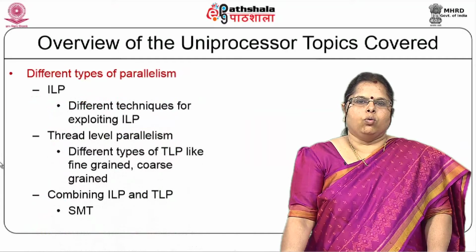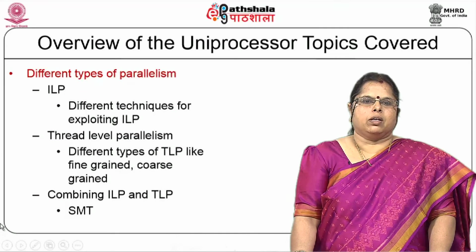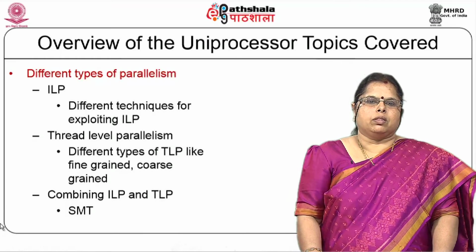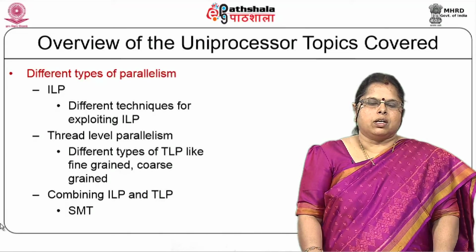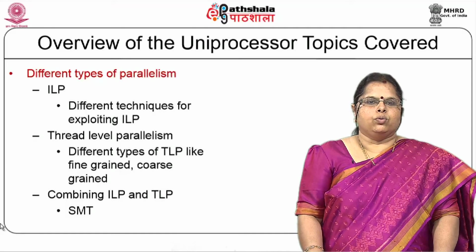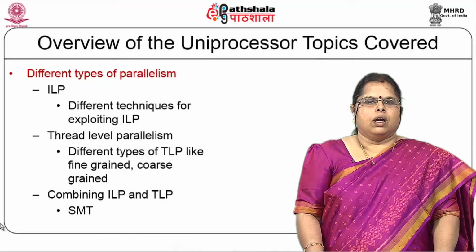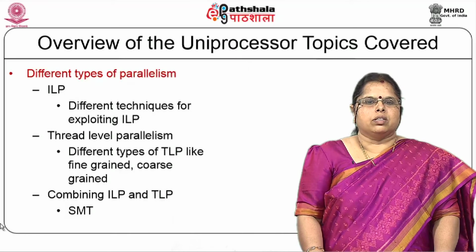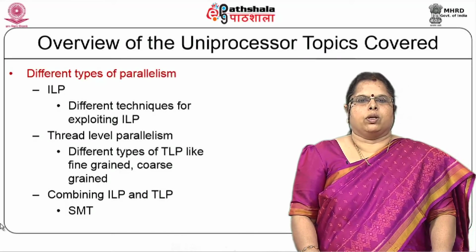So, looking at the overview of the uniprocessor topics that we have covered so far, we have looked at different methods of exploiting instruction level parallelism, starting from the fundamental method of pipelining and looking at different ways of overcoming the hazards associated with pipelining. We have also looked at other issues like how we can use dynamic branch prediction, out of order execution, multiple issue processors and different other techniques like speculation, which will help us exploit the instruction level parallelism that is available in programs.